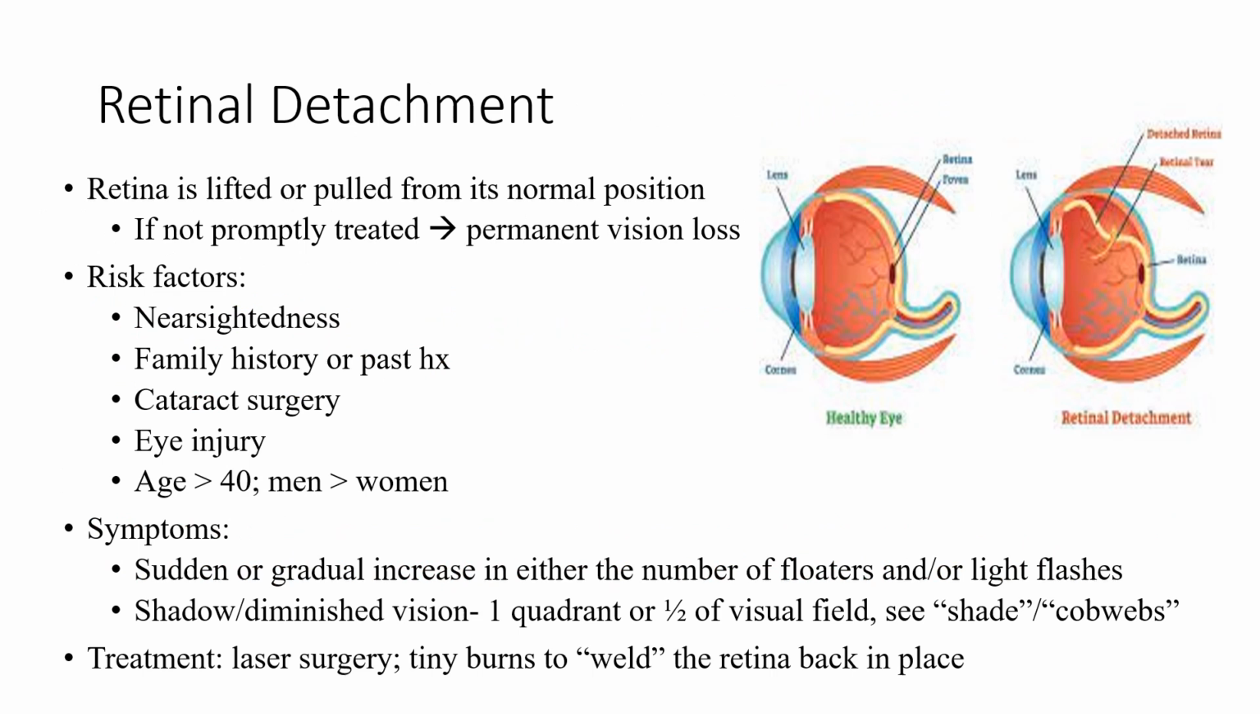So here's a picture of the retinal detachment. The retina is lifted or pulled from its normal position, and this could cause permanent vision loss. Some of the risk factors are age and just the eyes being more sensitive. If there's a sudden or gradual increase in floaters, flashes, shadows or diminished vision, this is worth getting checked out. They have to do laser surgery to try to put the retina back in place and repair these tears, and it could take quite a bit. So the sooner that you address these things, the better.